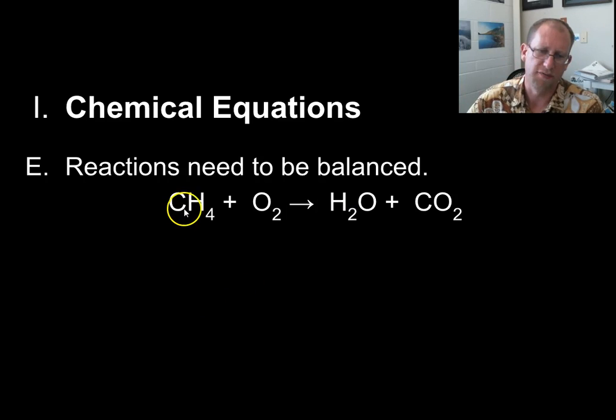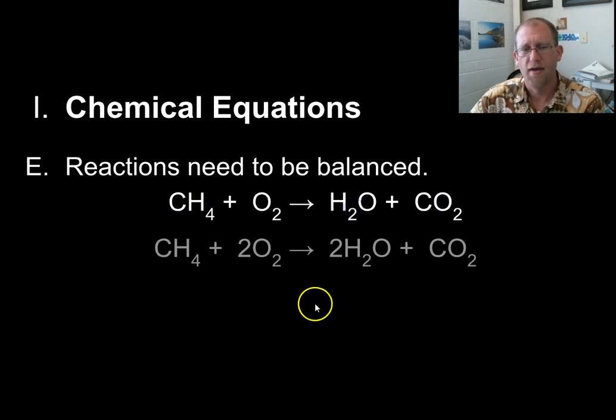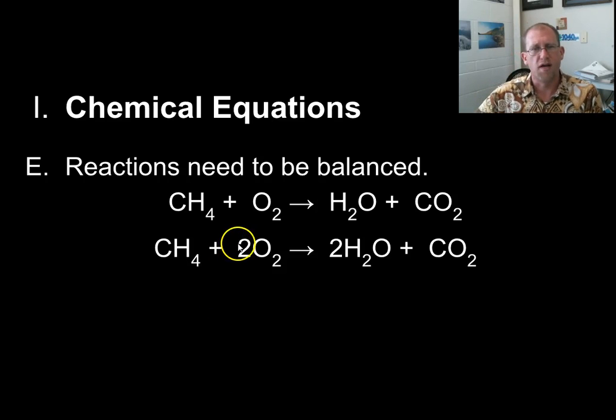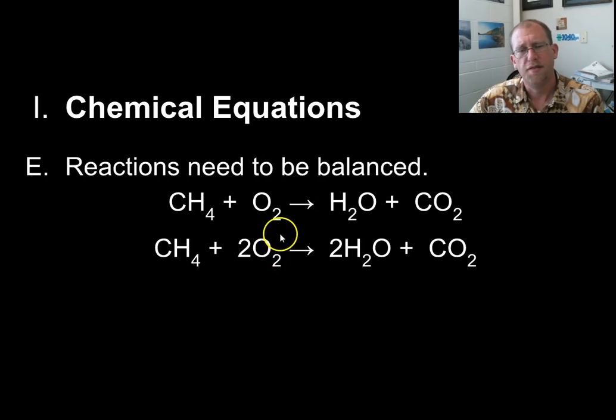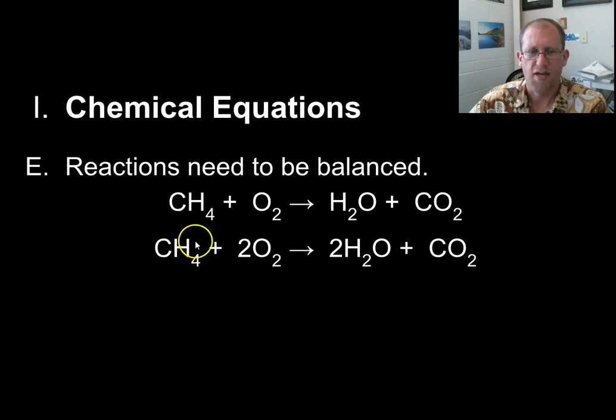And so we have to balance this equation. And we do that by writing coefficients, numbers before the elemental symbol, to represent how many of that thing is involved in the equation. So now when I balance this, I show that 1 molecule of methane is reacted with 2 molecules of diatomic oxygen to yield 2 molecules of water and 1 molecule of carbon dioxide gas.